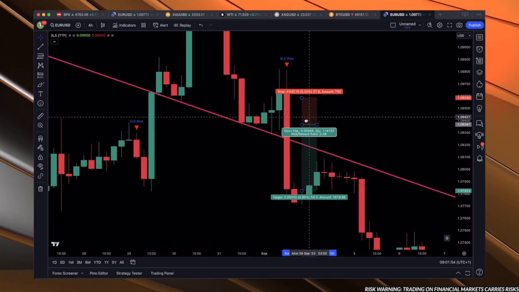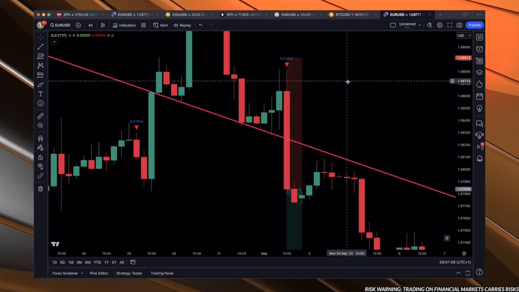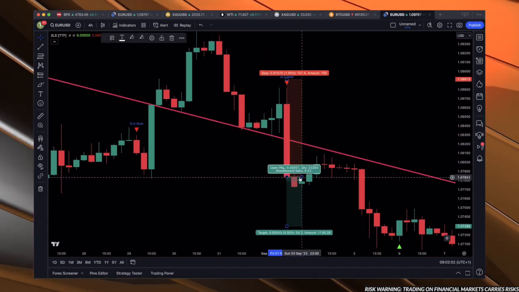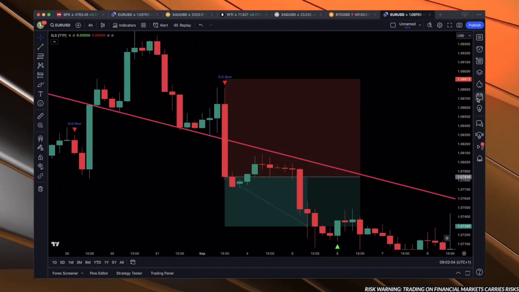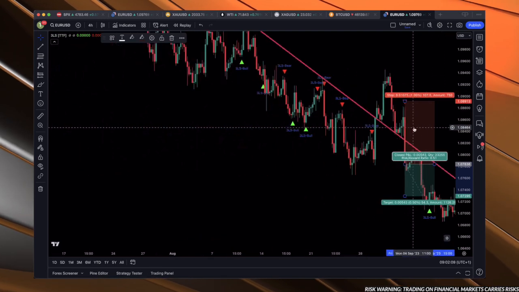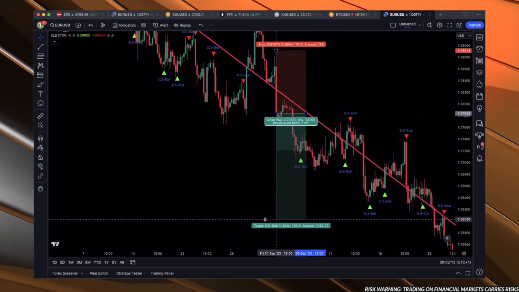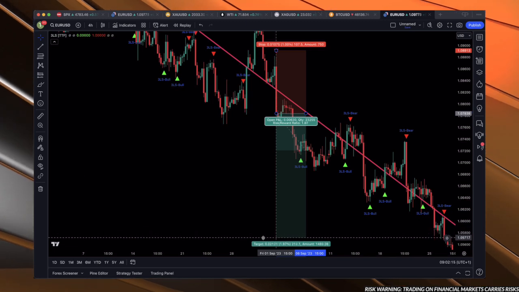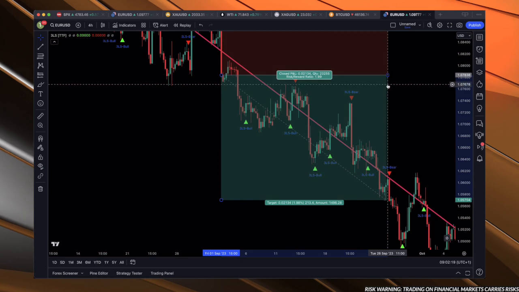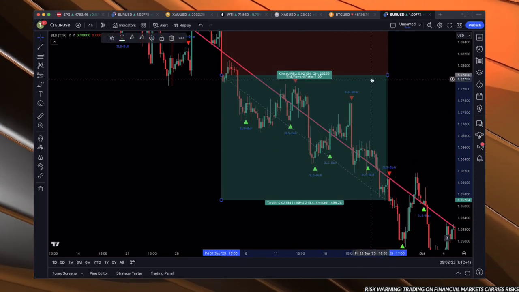But here again, we have signal over here. It is a little bit of distance, 107 pips. If we stretch it, 2 to 1. It would be profitable. So as you can see, so on and so forth.